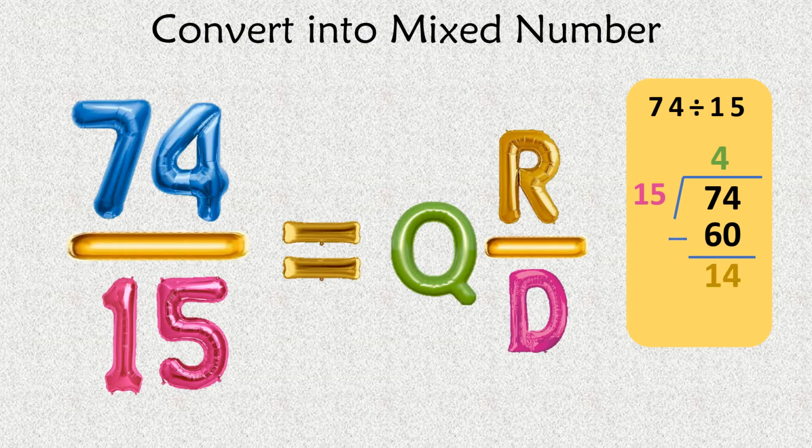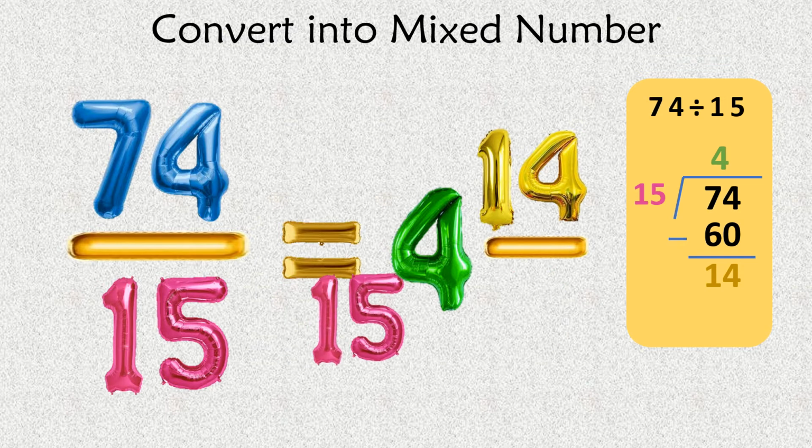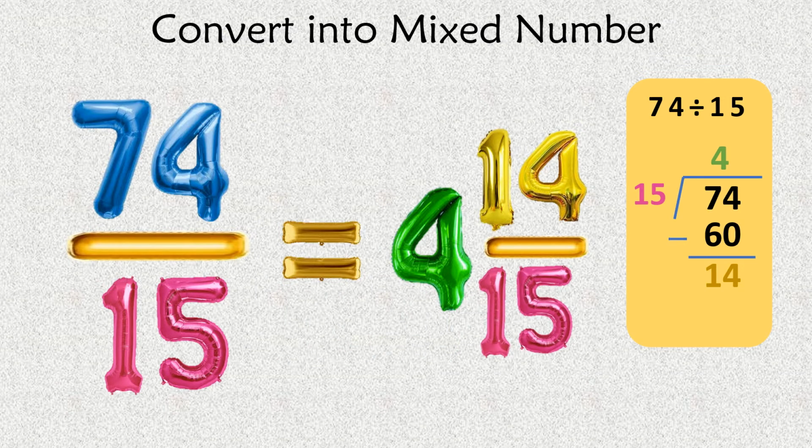So the mixed number is written as Q R upon D, where Q is quotient, which is natural number part, R is remainder and D is denominator. So what is quotient? 4. Remainder is 14, and write the denominator as it is, which is 15. So the mixed number is 4 14 upon 15.